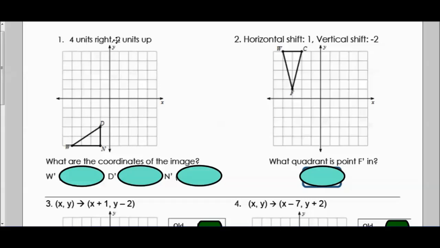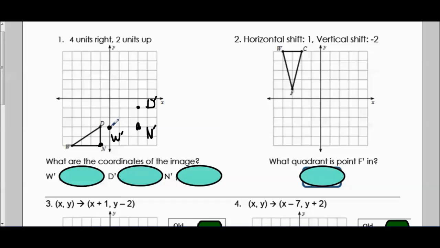We're moving 4 units to the right and 2 units up. So I'm going to take each of those points and move them 4 units to the right, 1, 2, 3, 4, and 1, 2 up. So N is going to end up there. I'm going to call that N prime. D is moving 1, 2, 3, 4, 1, 2 up. So that's D prime. And W, 1, 2, 3, 4, 1, 2. That's going to be W prime.